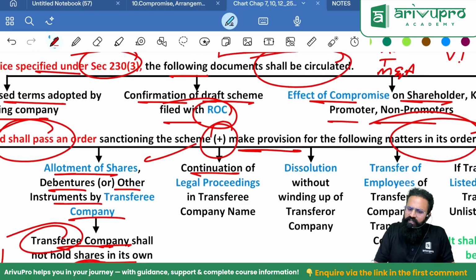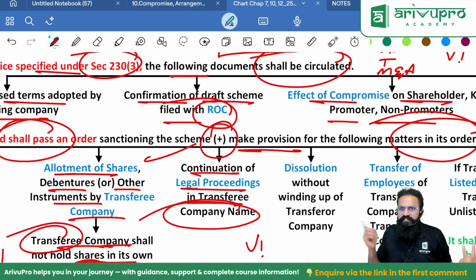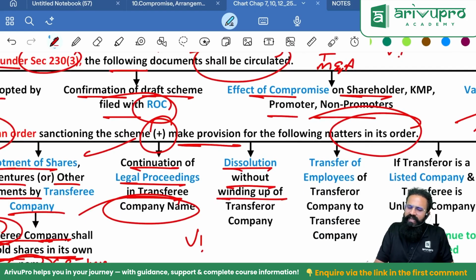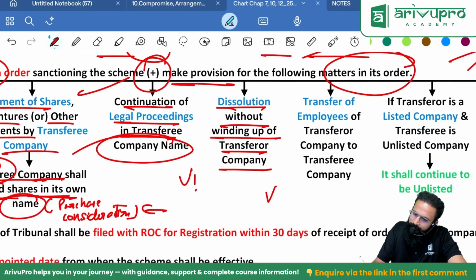What else? Continuation of legal proceedings in the transferee company's name. Simple. Some cases that were going on in the Vodafone name will continue in Vodafone Idea's name. Of course, cases will not come to an end. Agreed? Dissolution without winding up of the transferor company. What is this? The dissolution of the transferor company without winding up. What do you mean by that?